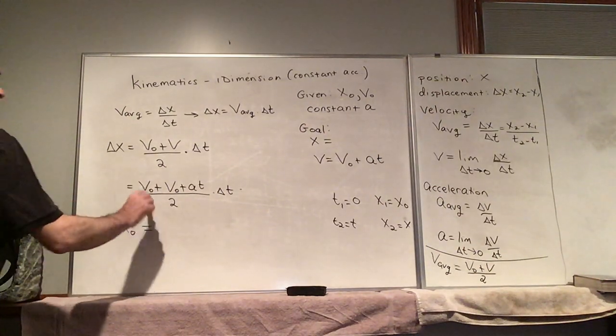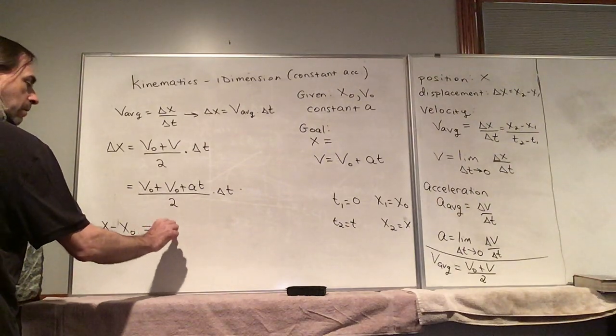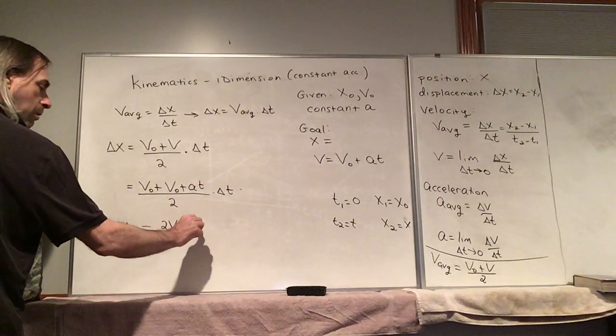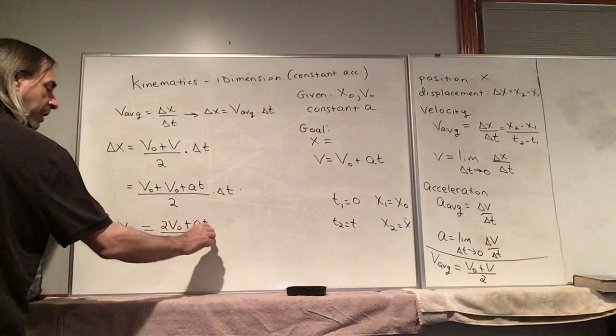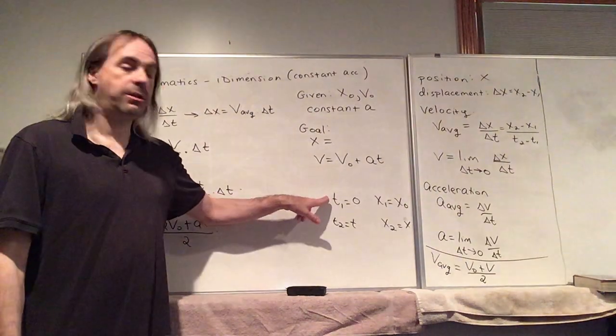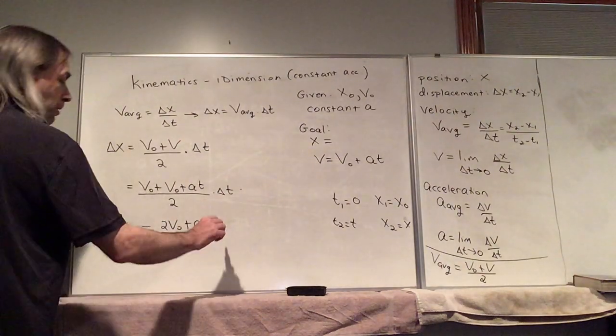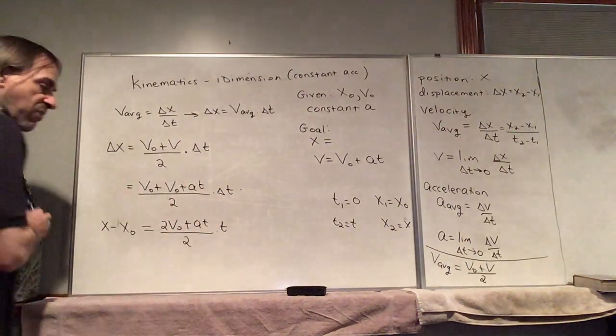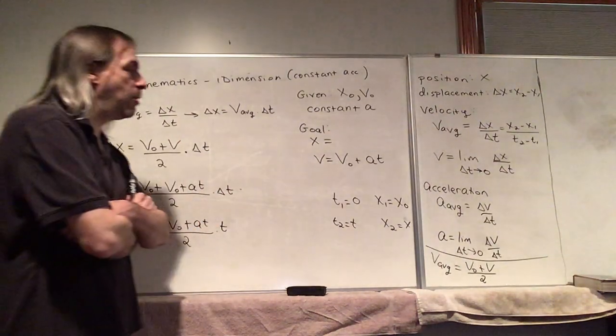Here, let's add this up. We have 2v naught plus at, that whole thing over 2. And then delta t, that's t2 minus t1, that's just t. So, okay. Now, we're almost done.